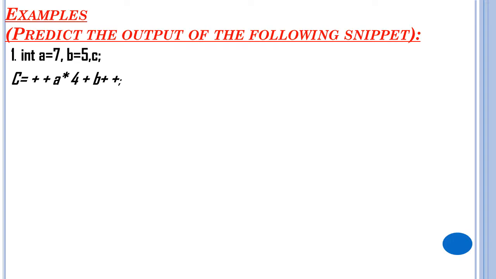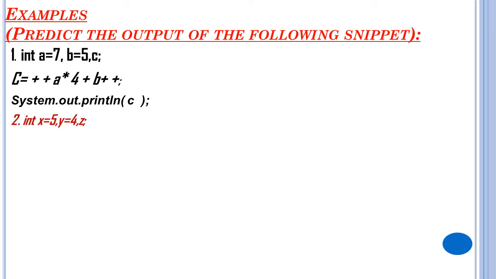Right, here what will happen? First the a value is 7 but prefix of a means the a value is 8. So 8 into 4, plus the given value of b is 5. The b will be the same as it is, 5. Why? Because this is a postfix operation for b. So it will be 5 itself. For the second calculation, it will be changed to 6. So for c, System.out.println(c), you will get the output as 37. This is about the first example.